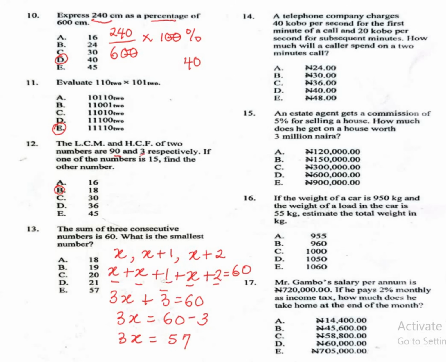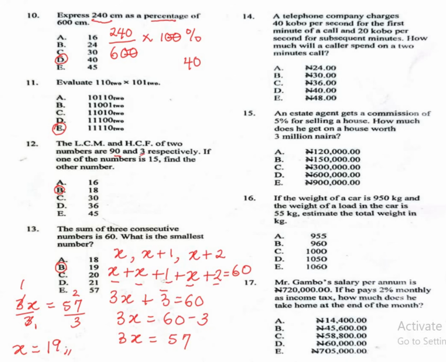Okay, so let me complete it here. If 3x is equal to 57, to get the value of x, divide both sides by 3. 3 cancels 3. x is equal to 57 divided by 3. 3 into 5 is 1 remainder 2. 27 divided by 3, that's 9, so 19. What is the smallest number? 19. Option B.